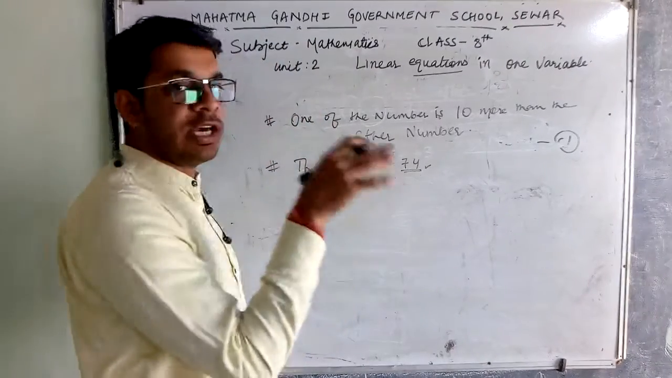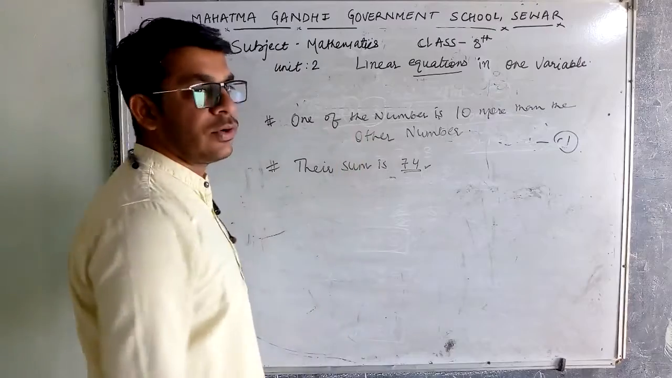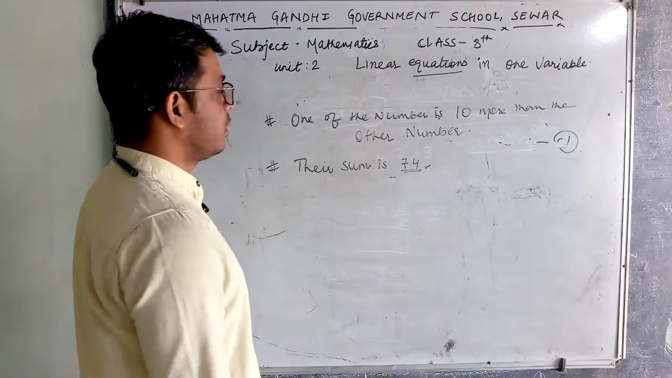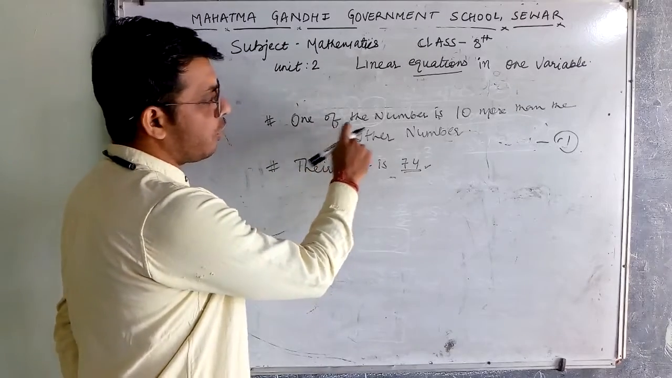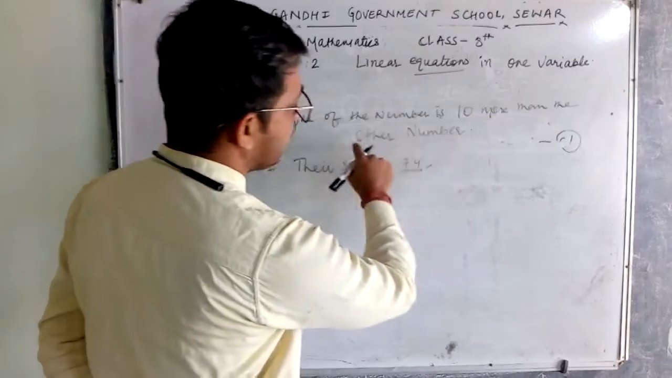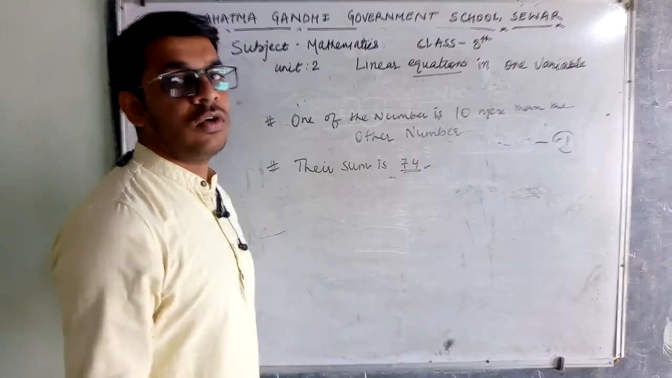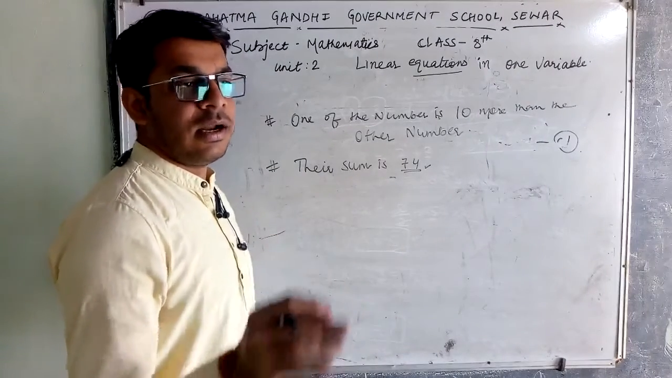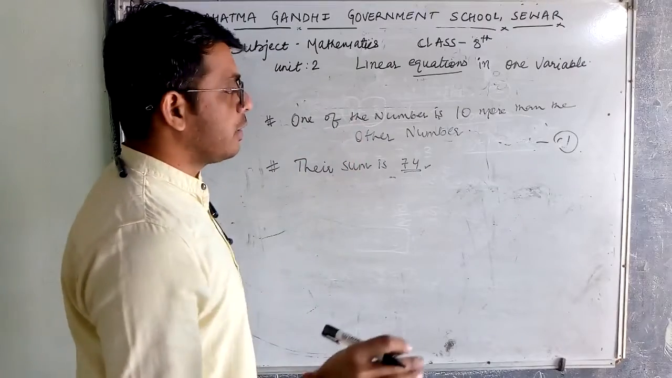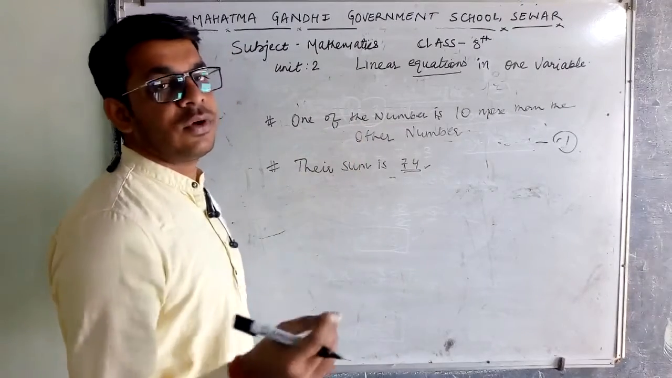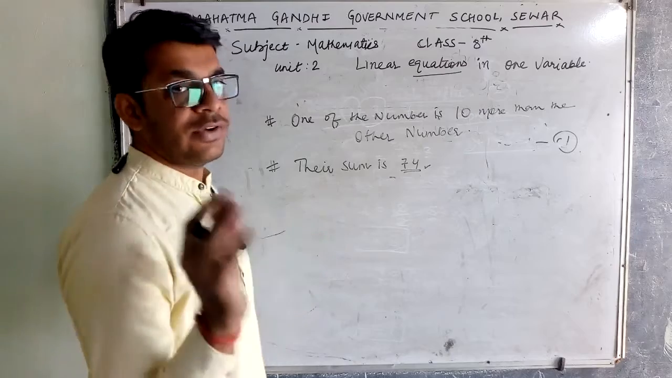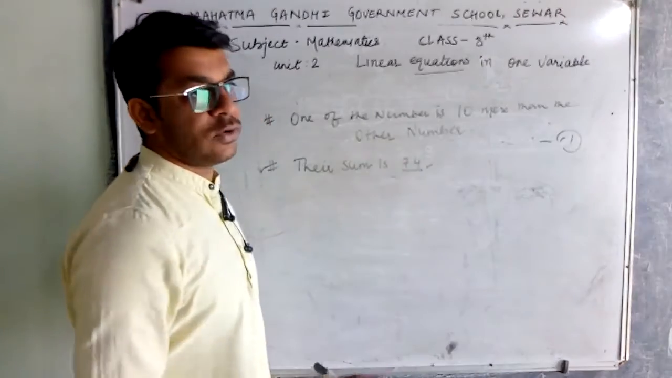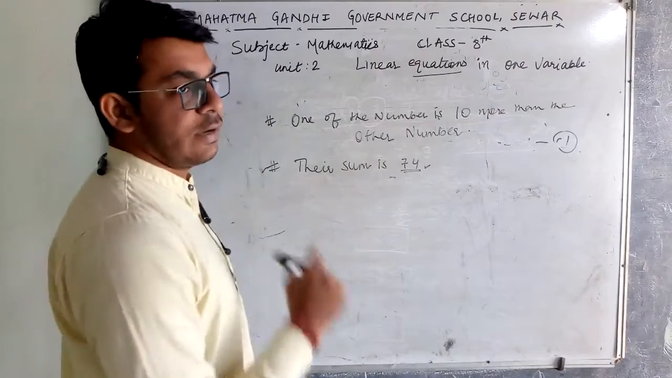Now we have to change this theoretical part into an equation first, then we will solve it. What is the question saying? One of the numbers is 10 more than the other number, but we don't know which number. There is a number and there is another number which is 10 more than the other number, but we don't know the previous number or the first number. And another thing is saying that their sum is 74. The sum of these two numbers is 74.